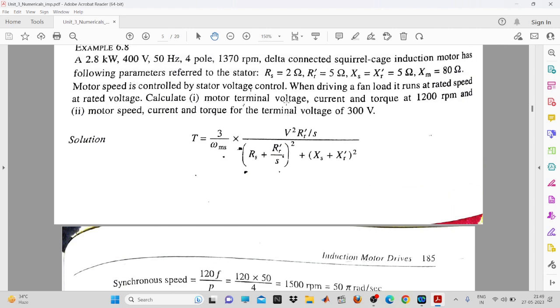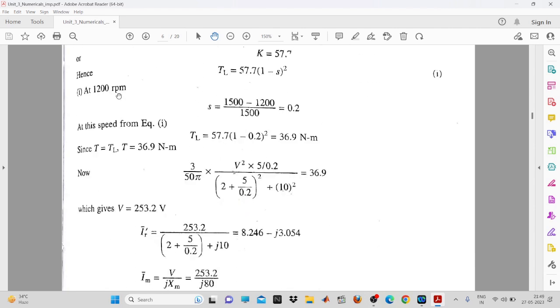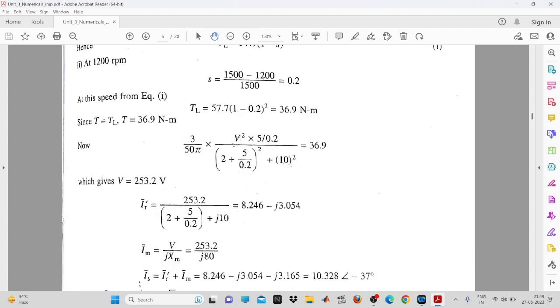Don't write this V as 400, because that was for the full load, or you can say the rated load. So this was the thing. V square will be, because you need to find V only. So V will be calculated, and I think this IR dash.